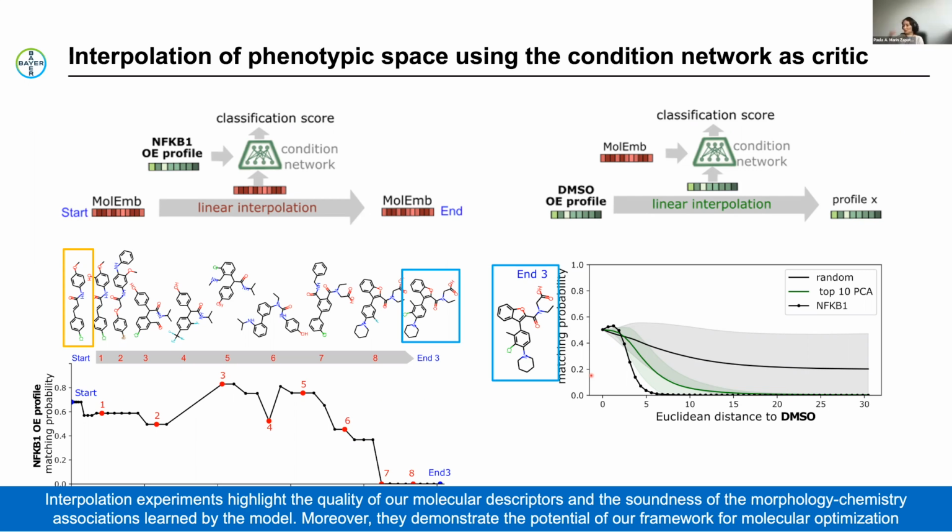I'm not sure if I got the idea. Yeah, so I guess the question is how much of this is due to the smoothness of, for example, in the case of the molecular space, how much of this is due to the smoothness of the pre-trained autoencoder, and rather than due to things that have been learned by the overall network.